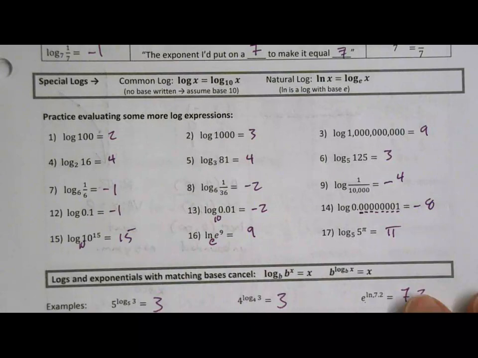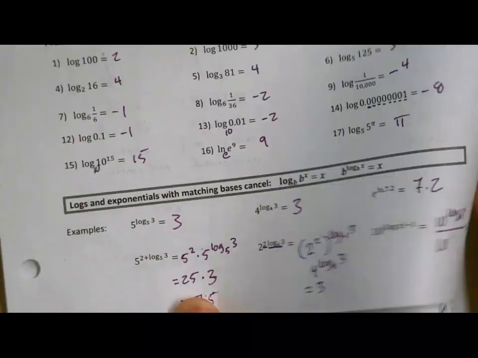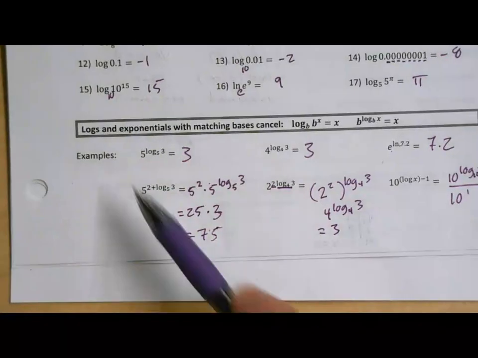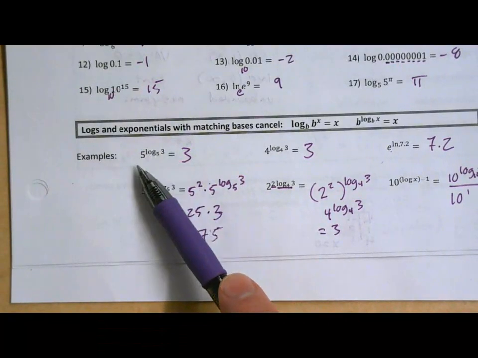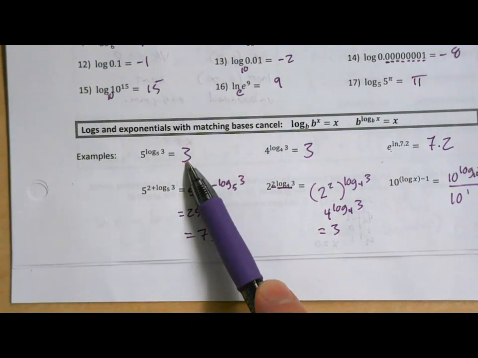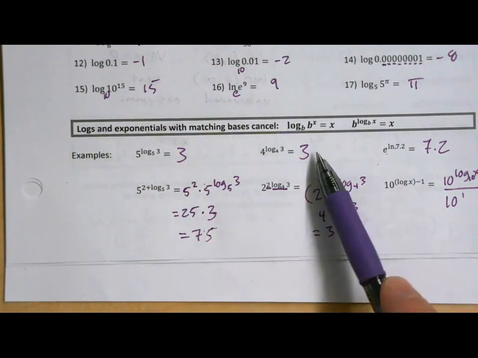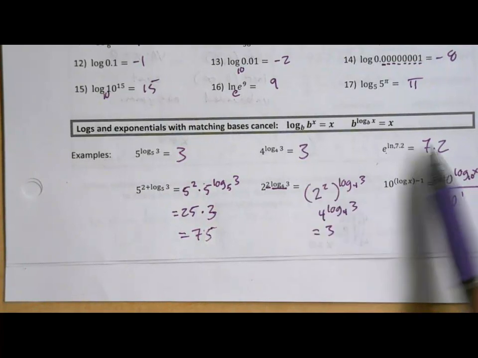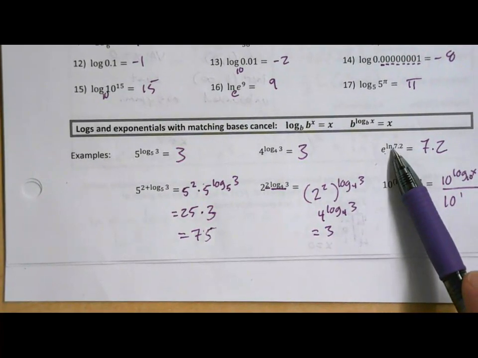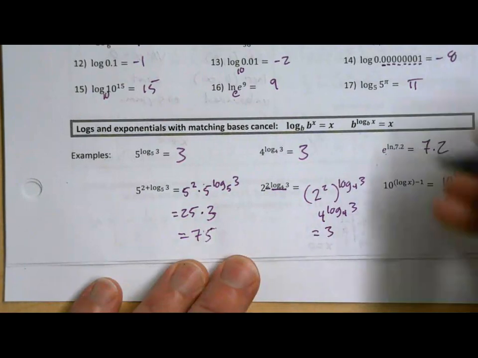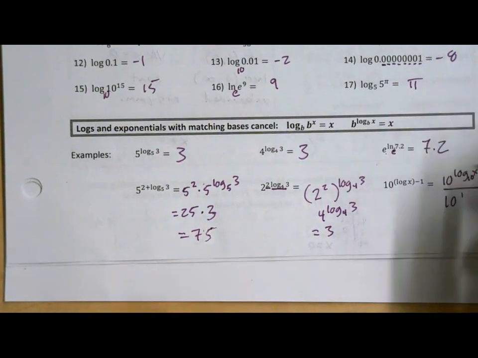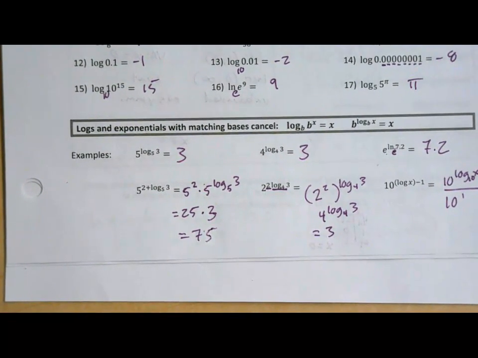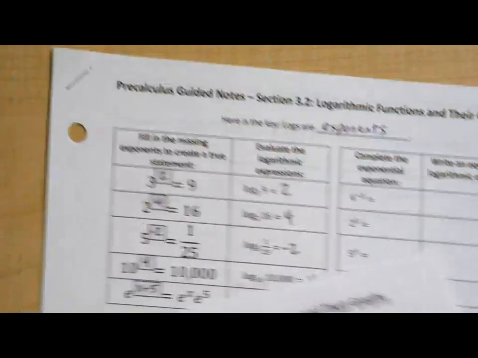So the top three examples here down at the bottom are pretty straightforward because we've got an exponential base 5, log base 5. Those would cancel. We're just going to have that 3 left over. Same thing in this situation. We've got an exponential base e, and then ln has an implied base of e in it also, so those would cancel and we get 7.2. The ones down at the bottom are a little bit trickier.